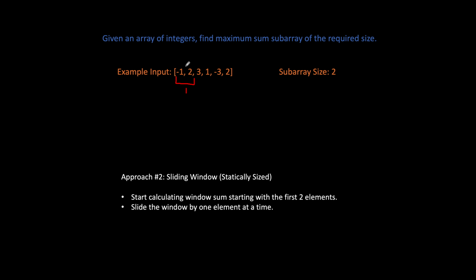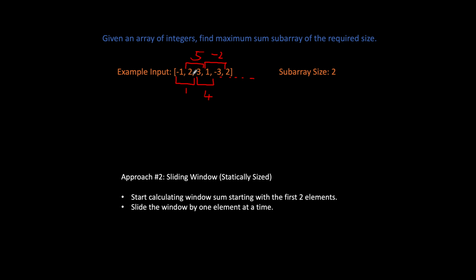This is the first sum, which is 1. This is the second sum, which is 5. We slide the window again. The third sum is 4. We slide the window again. The fourth sum is -2. And we do this until we process the entire input.